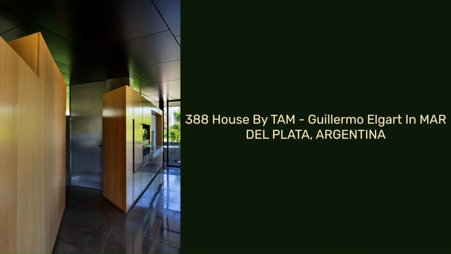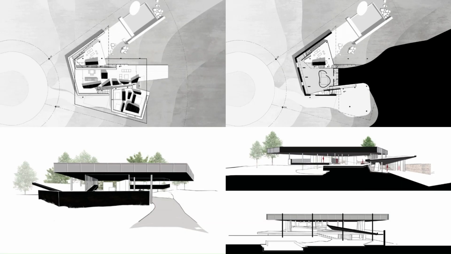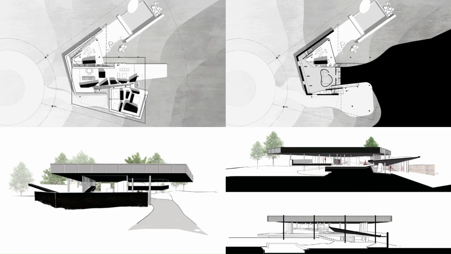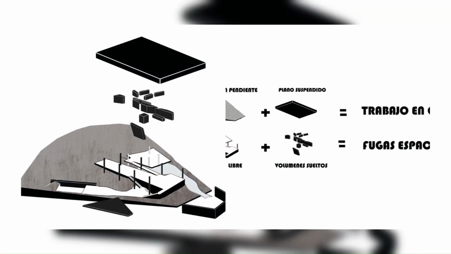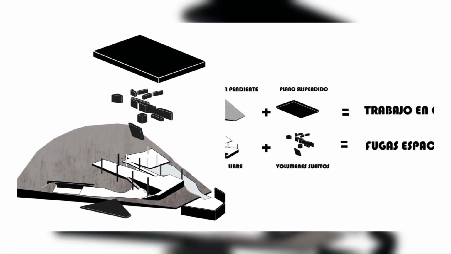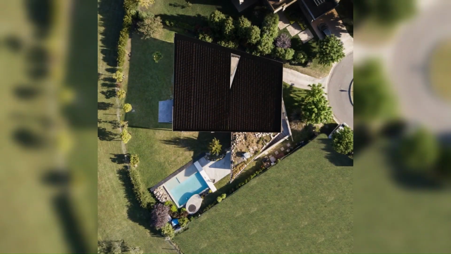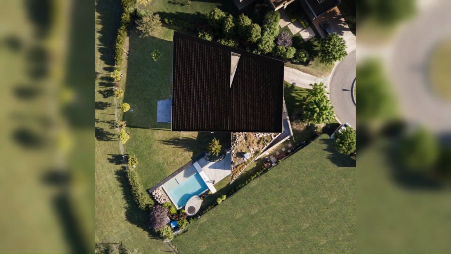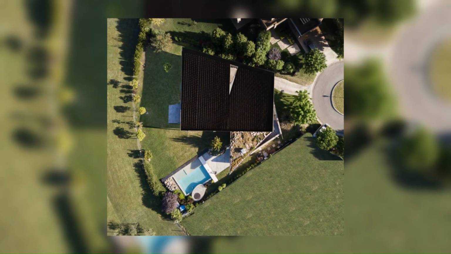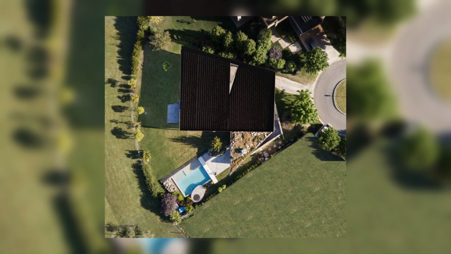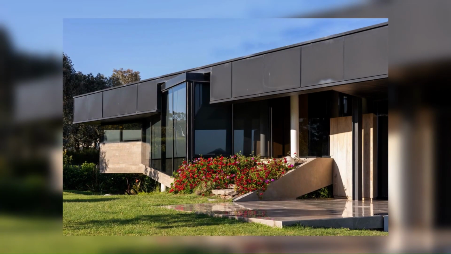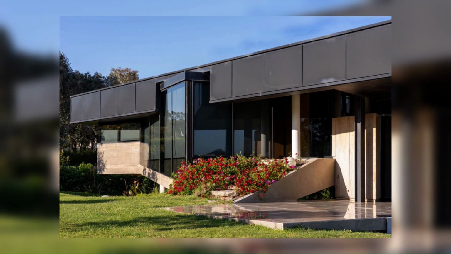388 House by TAM, Guillermo Elgart in Mar del Plata, Argentina. A horizontal plane is suspended over a natural slope. These two elements define the void to work with. Within this contained space, loose volumes are organized to delineate the different living functions.